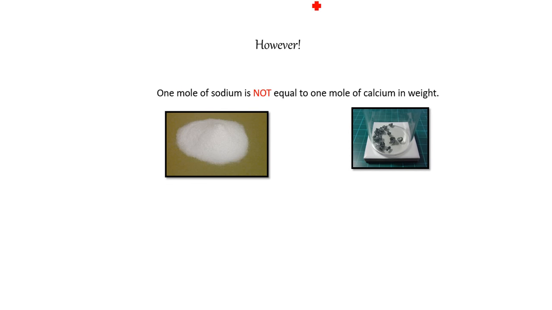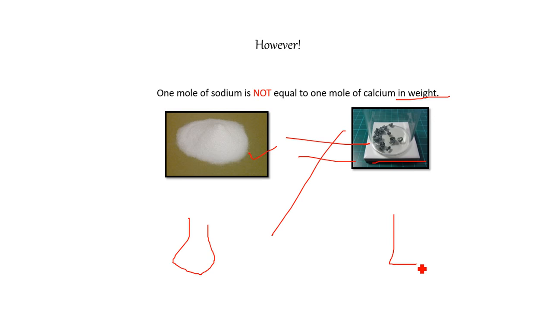However, and this is a very important concept to understand, when you talk about 1 mole of sodium, it is not equal to 1 mole of calcium in weight. If I take 1 mole of sodium in a beaker or a conical flask and I take 1 mole of calcium in a beaker or a conical flask and put them both on a weighing scale, they will not weigh the same amount in grams. And here's why.